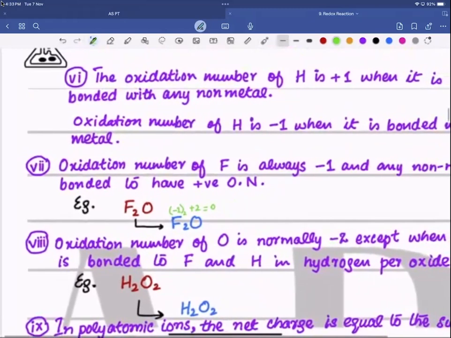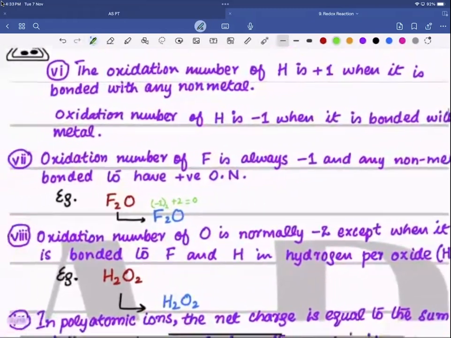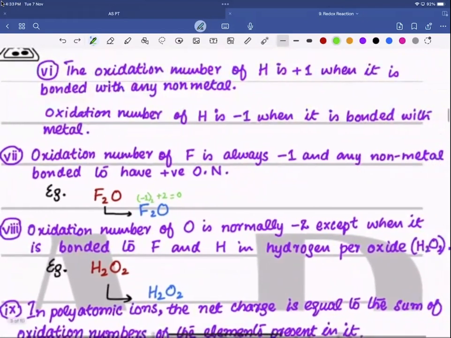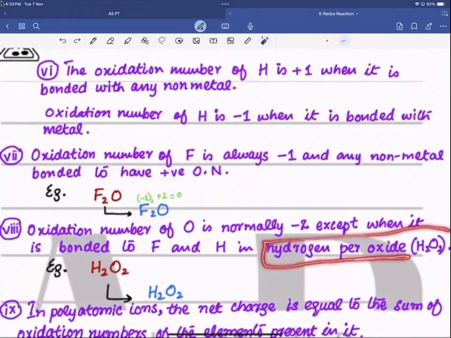Okay, then the next one. Normally, the oxidation number of oxygen is -2, but with 2 exceptions. One is with fluorine, which is what we have discussed right now. The other one is with hydrogen, when it forms hydrogen peroxide.